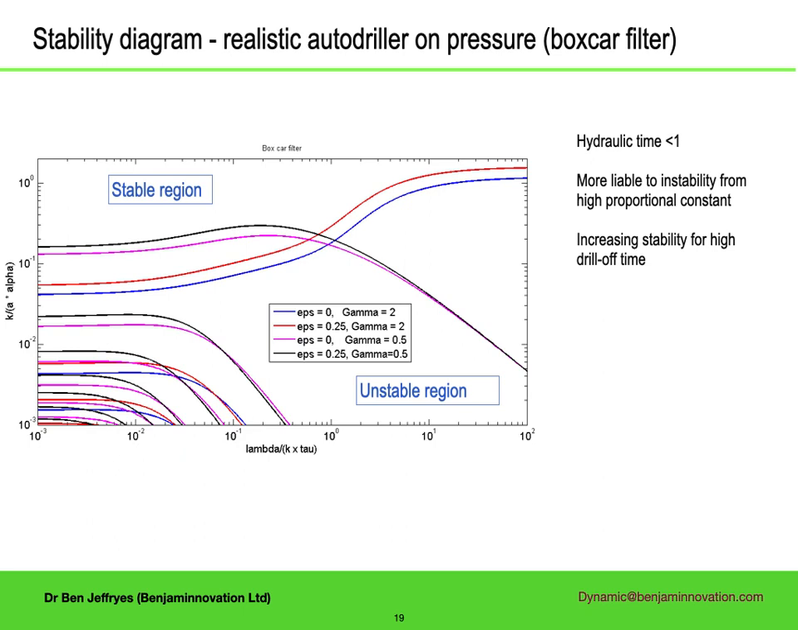For the short hydraulic time, gamma equal to 1/2, just as with the weight autodriller, there is instability when the proportional gain is too high, and this similarly drops off at high drill-off time. For the high hydraulic time, the high proportional gain instability smoothly joins on to the high drill-off time instability. Curiously, the system is more stable with a high proportional gain than if the hydraulic time is low.